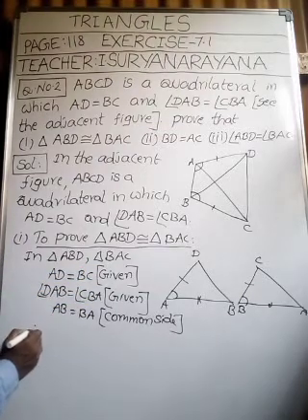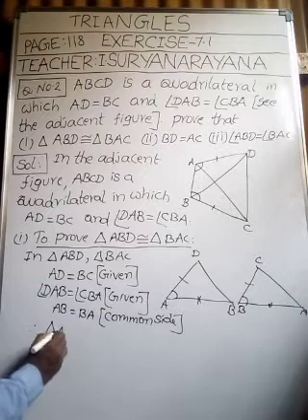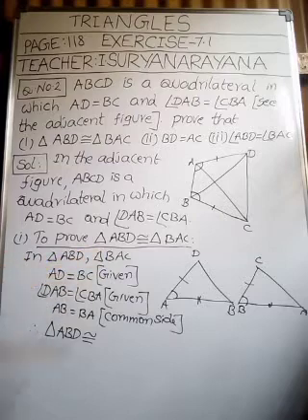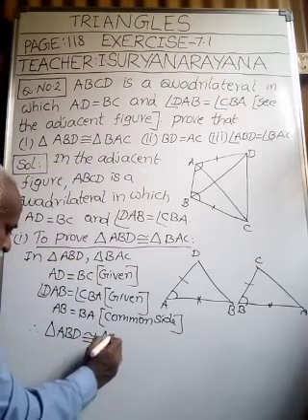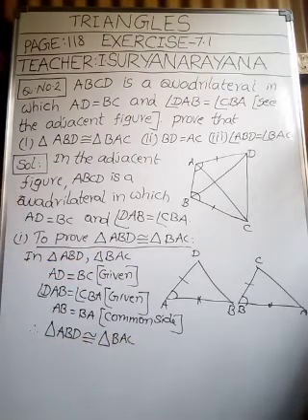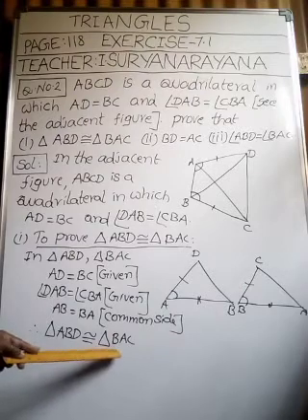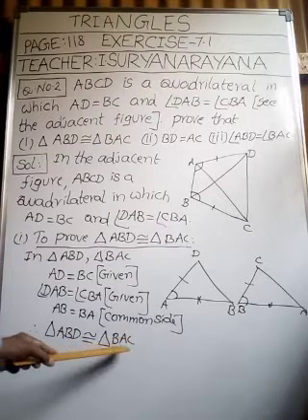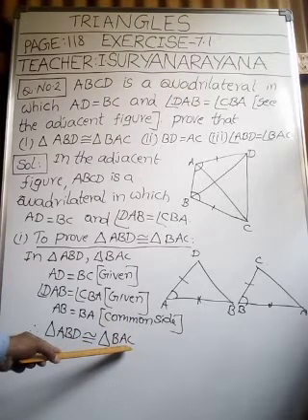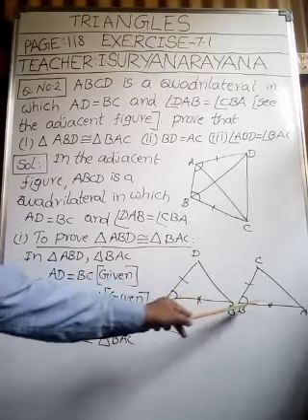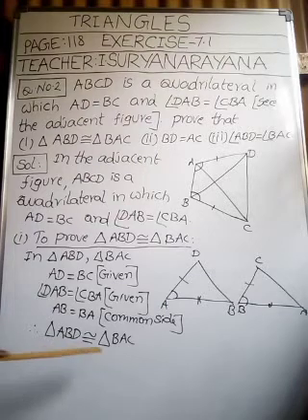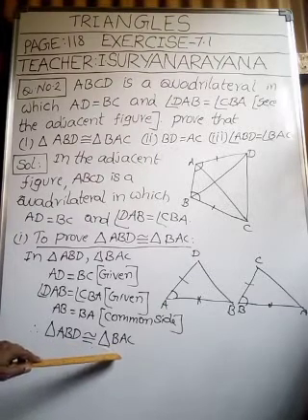So, therefore, we can say that triangle ABD is congruent to triangle BAC. Don't write here, my children, triangle ABC. It is wrong. You should write BAC only, not triangle ABC. You should not take these letters in alphabetical order. Okay, my children? We have to take the vertices in the same order. Understood this point, my children? Right. Focus on this point, how to write the vertices of a triangle.